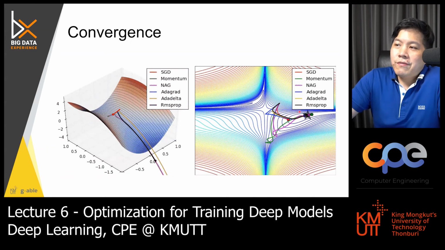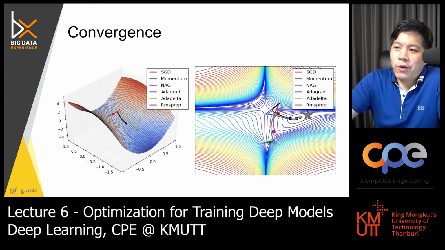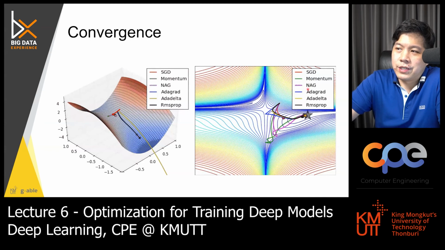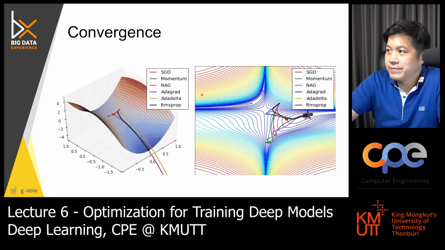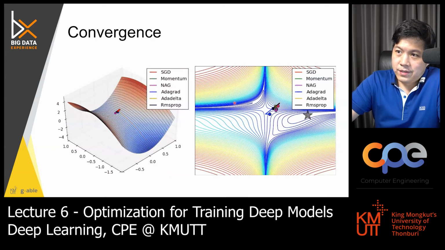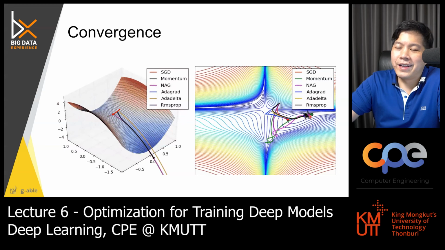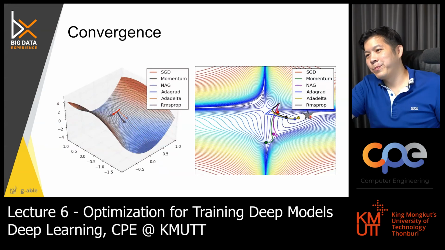The ones that go where they want to go are the green one and the purple one, which are the momentum-based and the Nesterov accelerated gradient. And SGD is the smallest. You can see that it's the slowest. It hasn't reached the solution yet, not even halfway, and the other ones just reached the solution there.